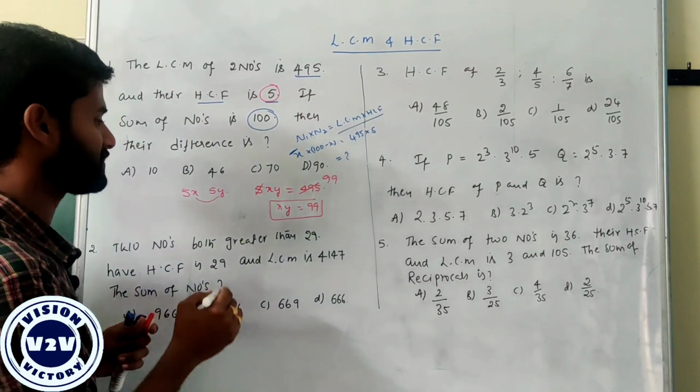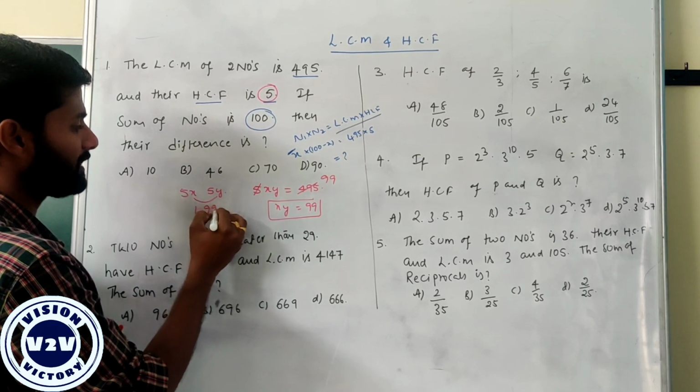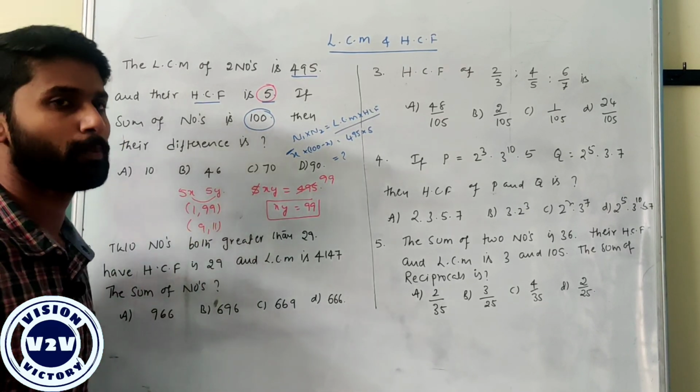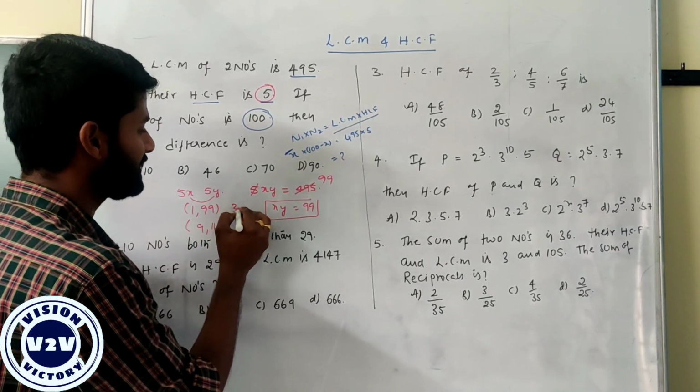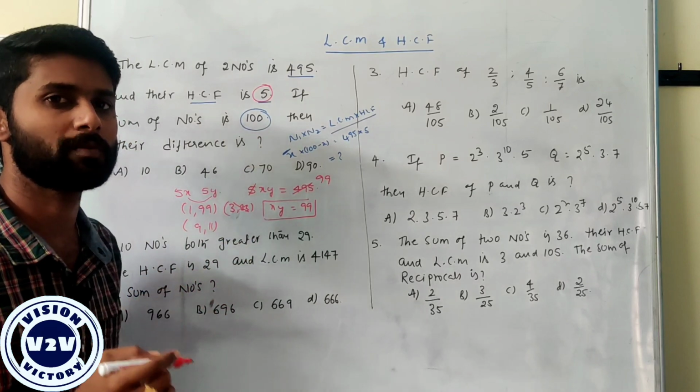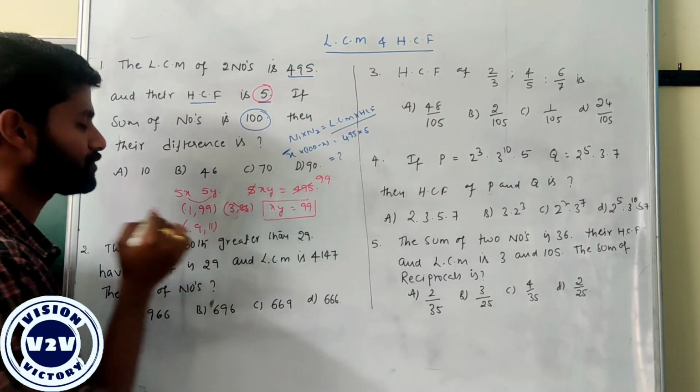Just go with the co-primes. What are the co-prime pairs here? 1 and 99 is a co-prime pair, and the next one, 9 and 11, is a co-prime pair, and the next one, 3 and 33, is not co-prime. Why? Because the highest common factor of 3 and 33 is not 1. So we have two chances.